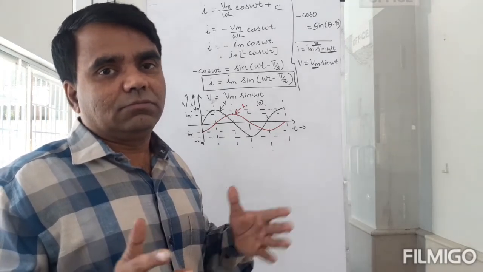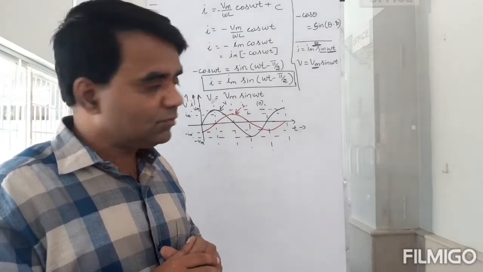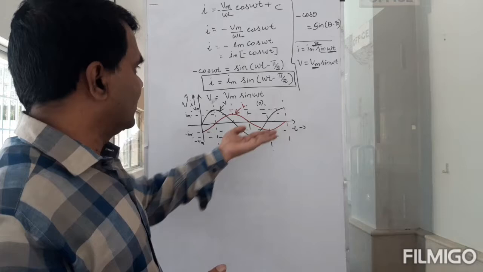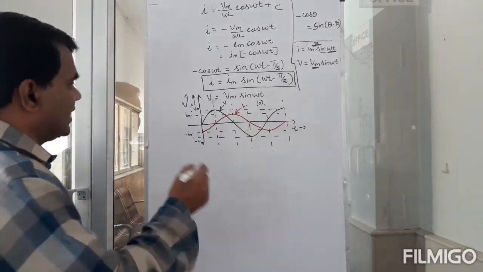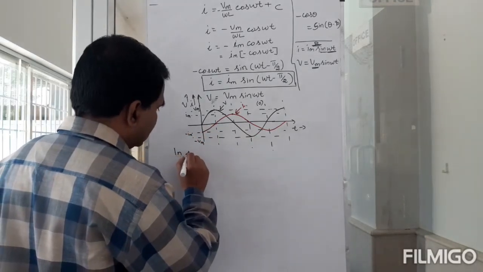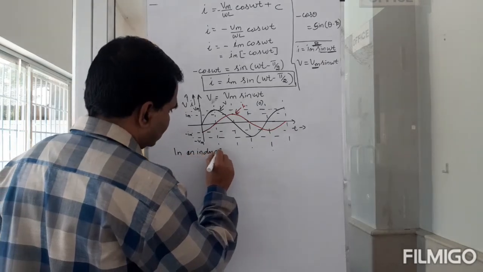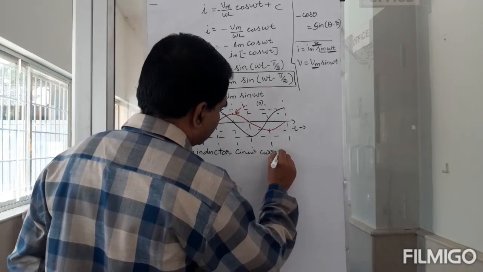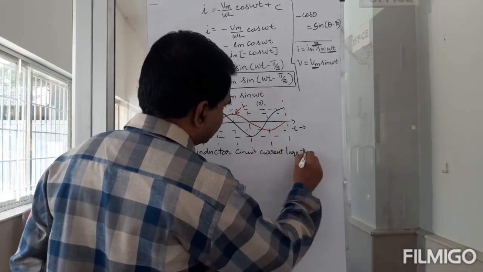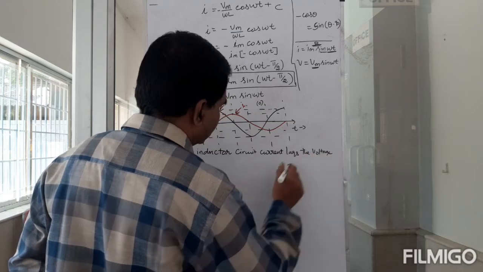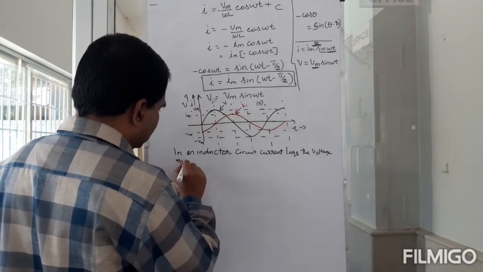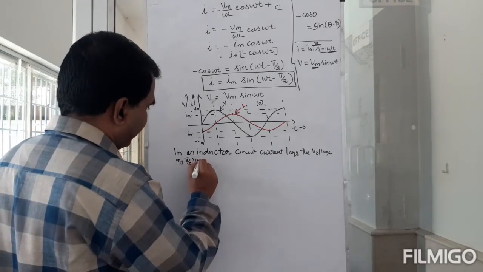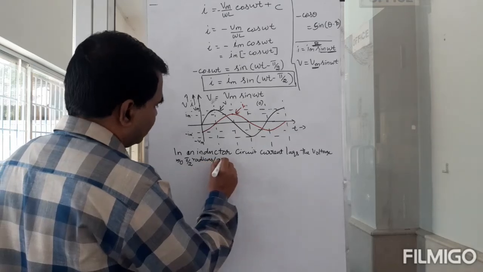I want you to understand this. So if you understand that in an inductor circuit, current lags the voltage by pi by 2 radians or 90 degrees.